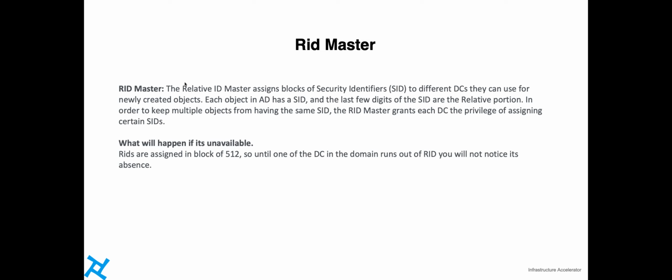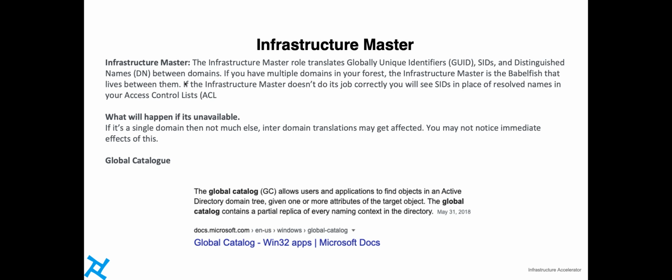What will happen if it is unavailable? RIDs are assigned in a block of 512. So until one of the DCs in the domain runs out of the RID pool, that it has created 512 objects and it has run out of the RID pool, you will not notice it is missing. So I've seen a few cases where the RID master went missing or there was an issue. In those cases, when people try to create an object on a domain controller, a new user or something, it used to give a very clear error message that no RIDs are available for this object creation. So that error message quickly pointed out that there is some issue with the RID master. We figured it out and we fixed it. So that's what a RID master is.